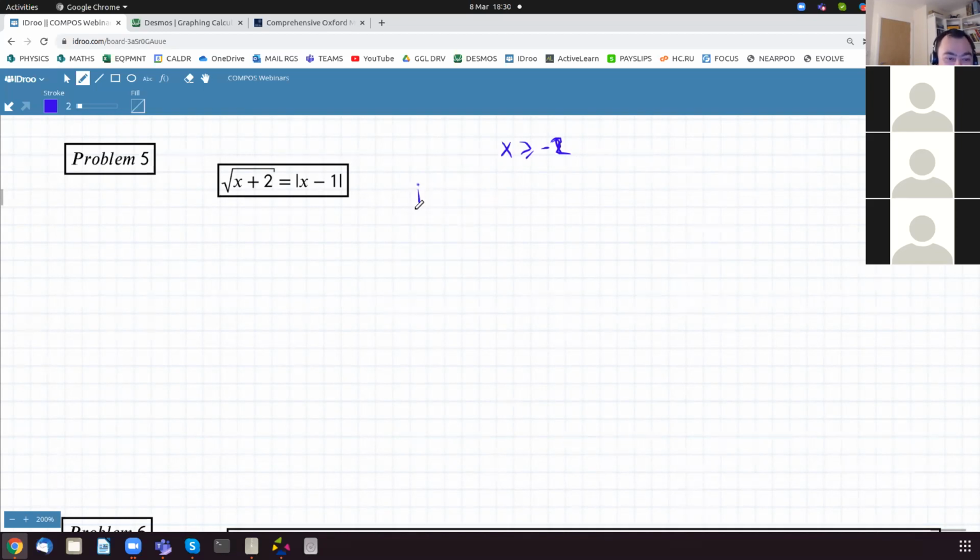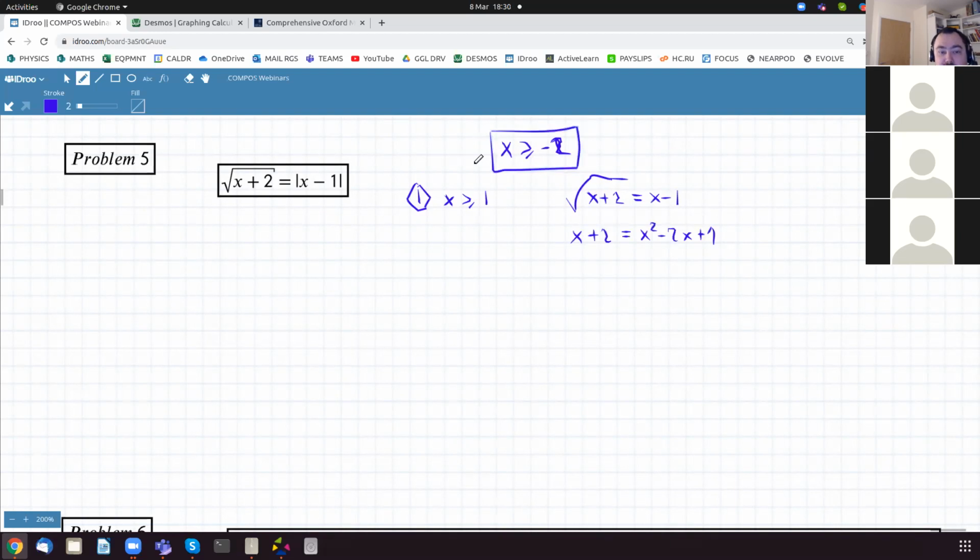First, x is greater or equal to 1. And in this case, the equation becomes square root of x plus 2 equals x minus 1. You square both sides. X plus 2 is equal to x squared minus 2x plus 1. No, this is the absolute value. No, this bit is a limitation on x.